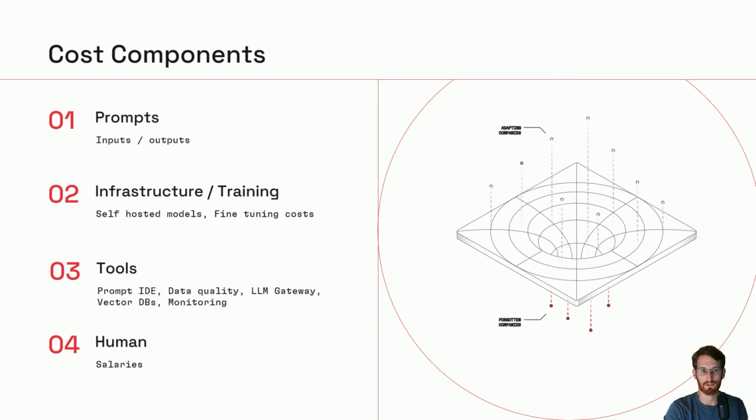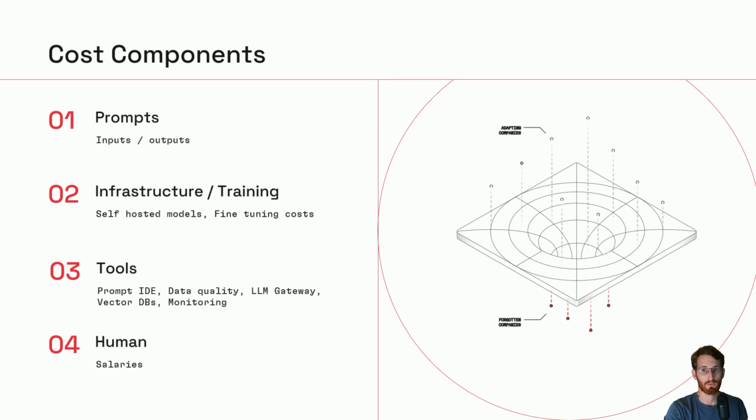Then we have the growing list of tools. Yes, currently most of them are free, but it is to be expected that over time, some of these tools will start charging in some way. A few examples of these tools would be Prompt IDE, data quality platform, LLM gateways, vector databases, and monitoring platforms. Last but not least, we always have the human component, at least until AGI will take over, and that is the cost of developing the system, designing the system, maintaining the system, and so on and so forth.